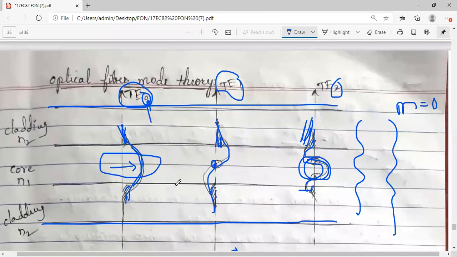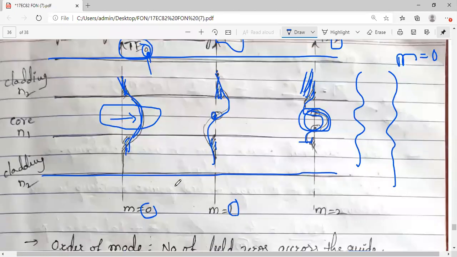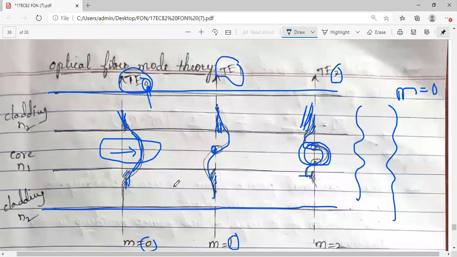Hope you understood about this. This is a theoretical concept. You should know what this mode is and why you are using it. And we have even compared this with the planar waveguide and the circular waveguide. This is about the cylindrical fiber.